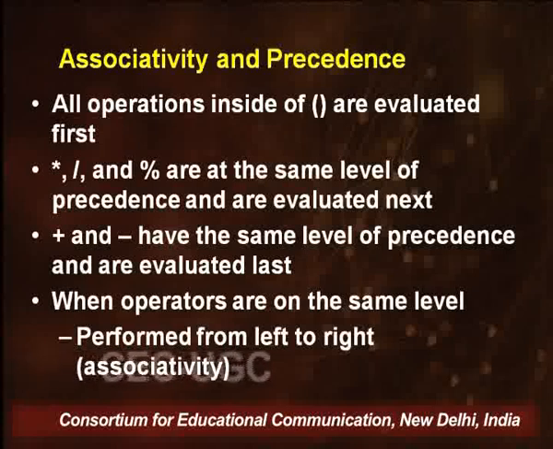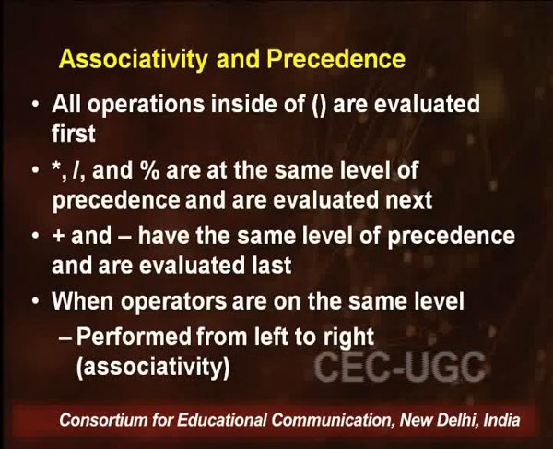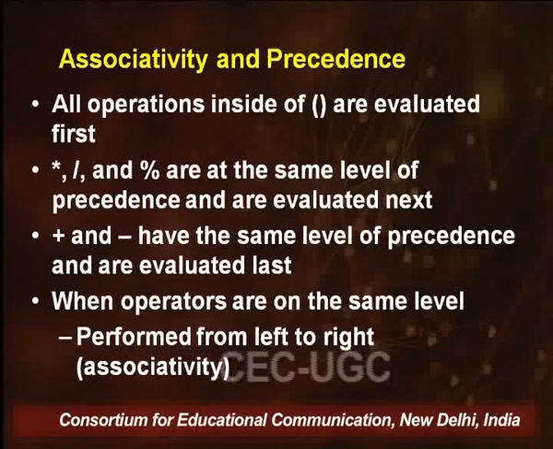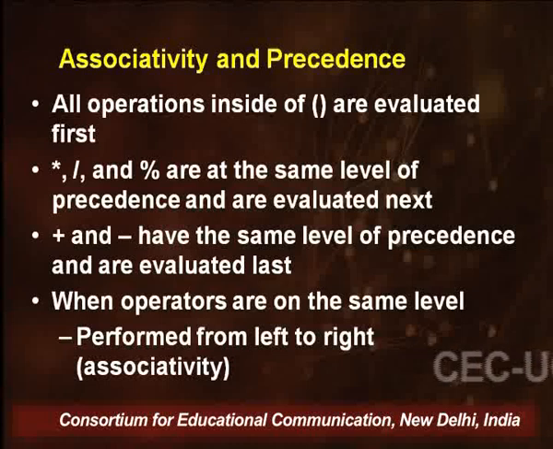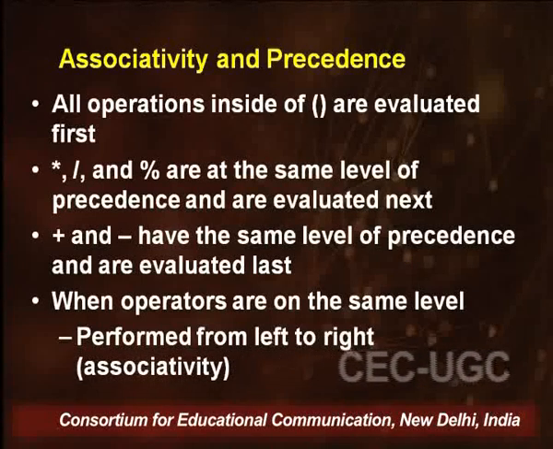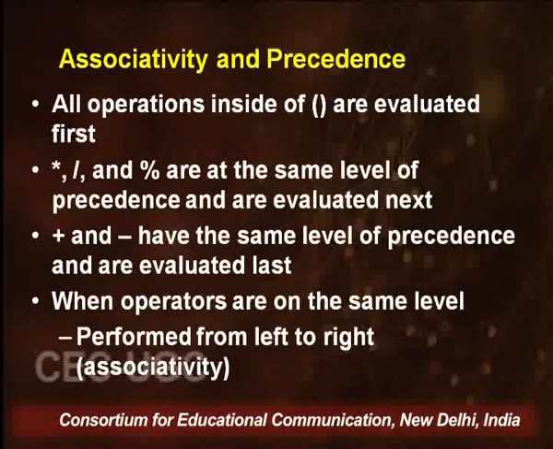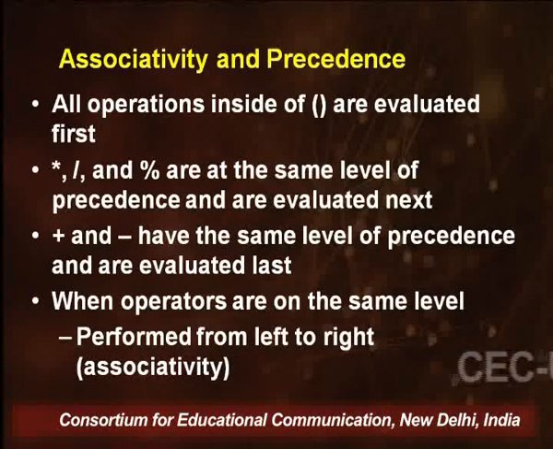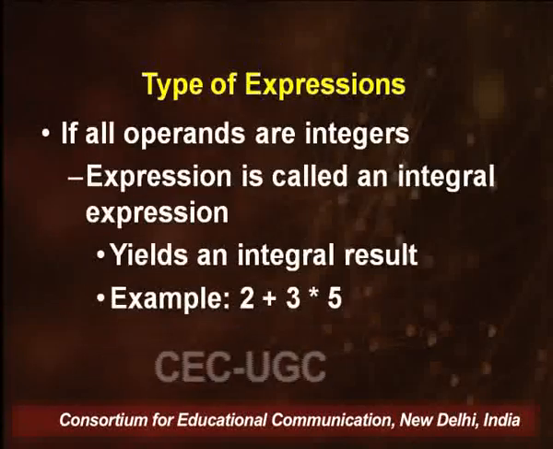Multiplication, division and modulus are on the same level. The operation is performed according to their associativity. So when operators are on the same level, most operators here are executed from left to right, and this left to right is known as the associativity of the operator. So all these operators are left associative. First we follow the precedence, and with the same level of precedence we go for solving the expression from left to right.